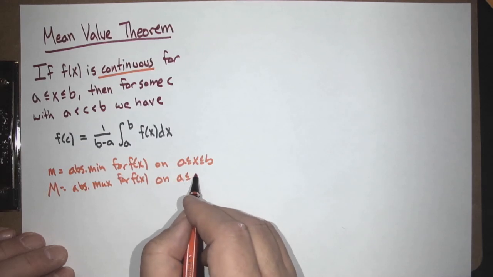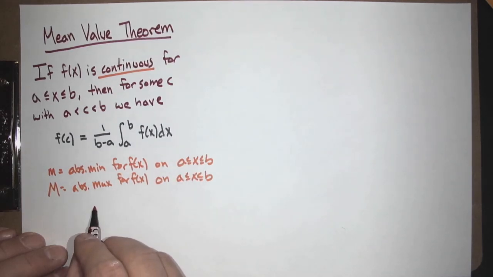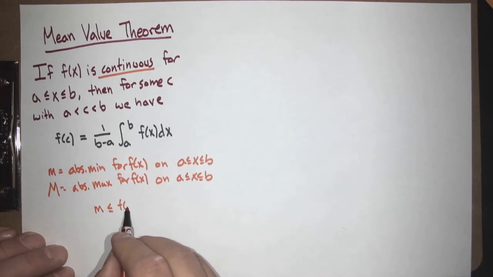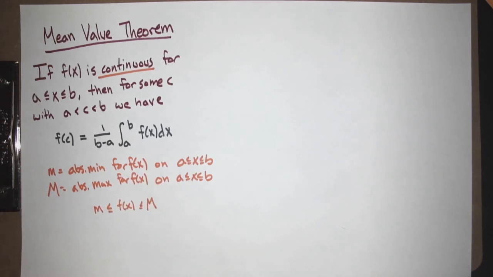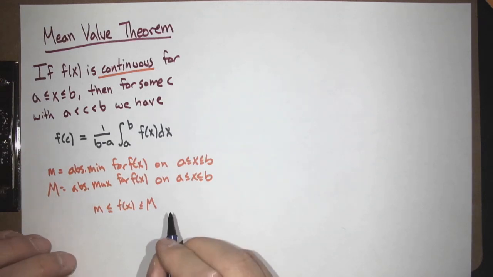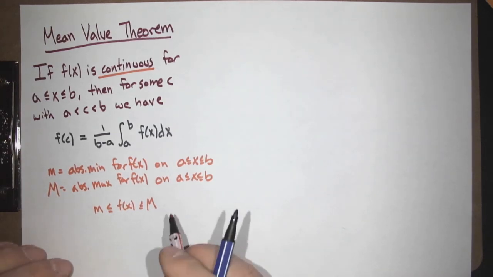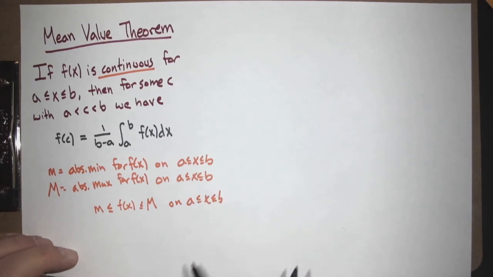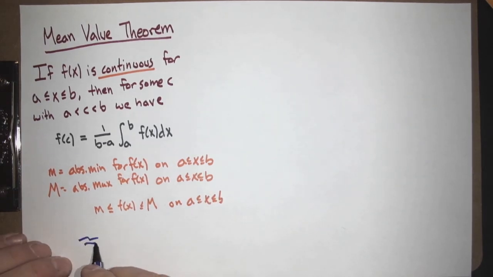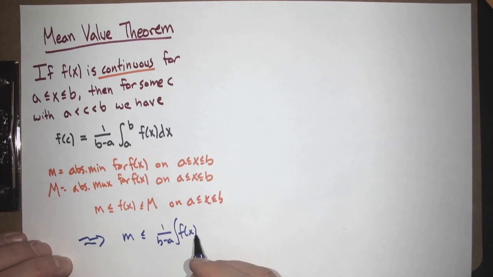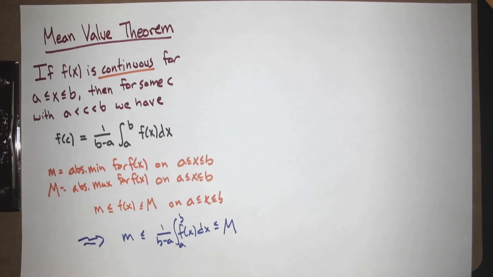Now, if these are the absolute min and the absolute max, what does it tell us? It tells us that m is less than or equal to f of x is less than or equal to big M. Because the absolute min is as low as it can go. The absolute max is as big as it can go. And then we say, oh, but you know, we talked about properties of integrals. And one of the properties of integrals says that if this is true on the interval, then this implies that little m is less or equal to 1 over b minus a times the integral from a to b of f of x dx, is less or equal to big M. So that was our last property of integrals that we mentioned.